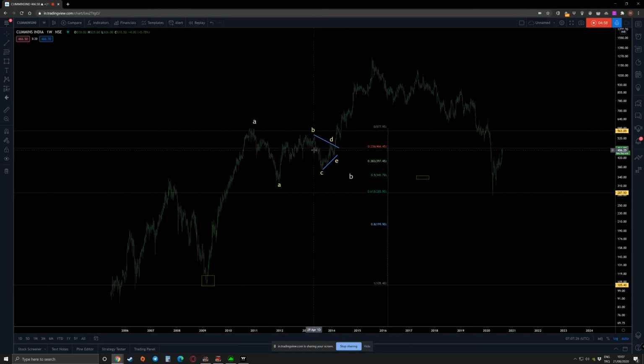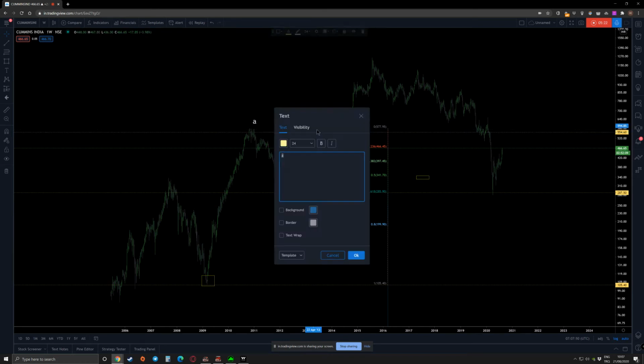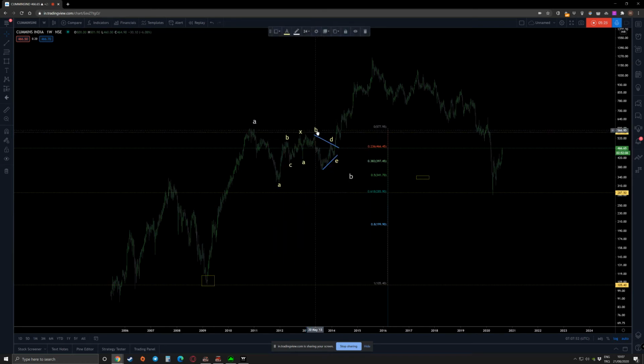That doesn't change the fact so much. So instead of just having a triangle here, maybe we have something like this: A, B, C. This pattern is called a flat with a C failure. Then an X wave, and then we may have a B, a C wave, and a D wave. And in this way, it is a double combination, which is okay.